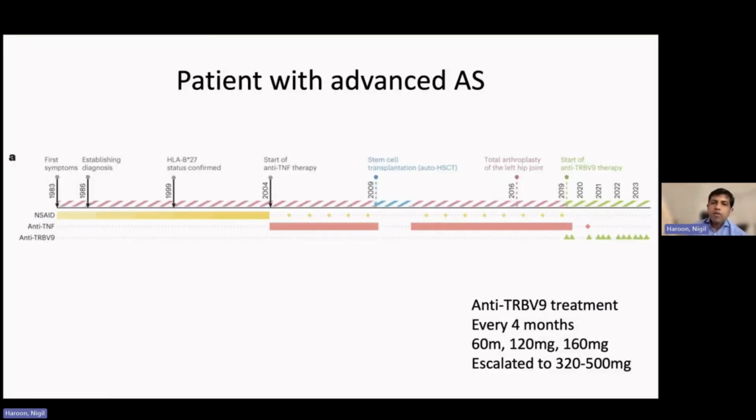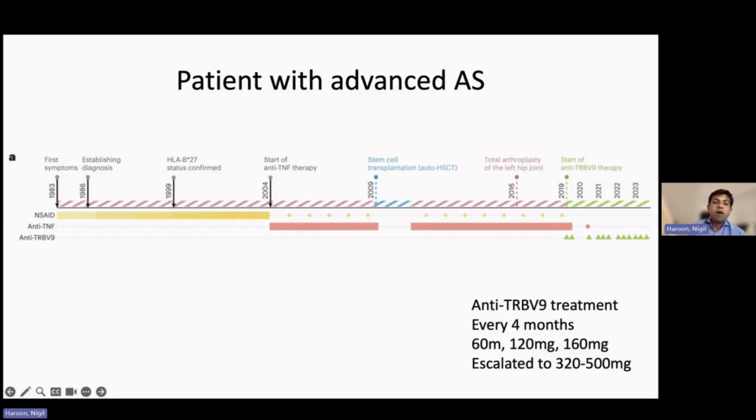So here is an example of a patient. A company developed an antibody that actually binds to that specific T cell. It was tried on this patient way back in 1983. The first symptoms started in this patient. By 3 years, 1986, the first diagnosis was established. B27 testing was done in this patient in 99, so quite a bit late.